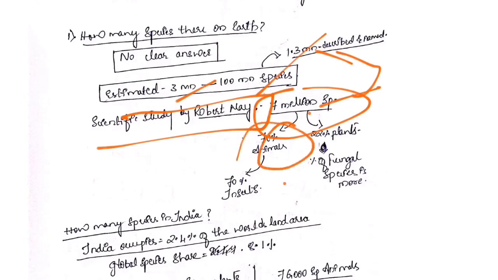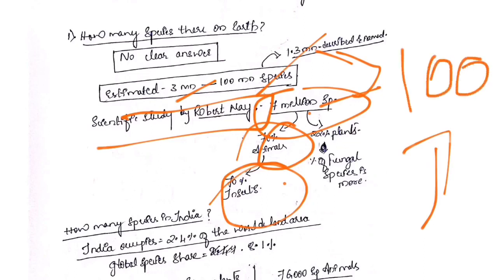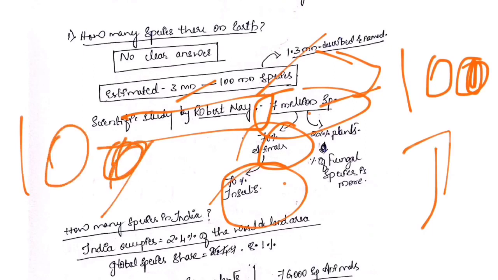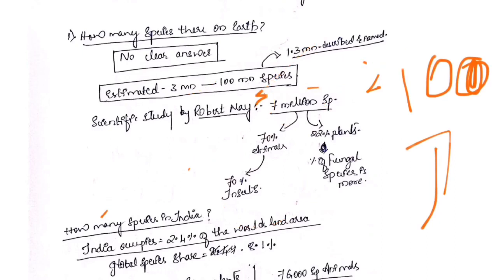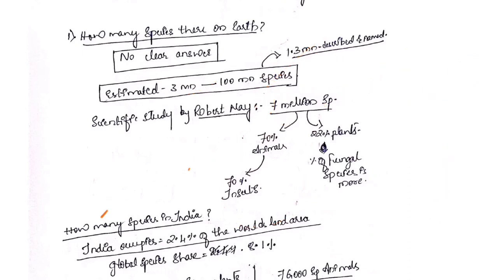Then out of these 7 million species, 70% are animals. Out of the animals, 70% are insects. That means if you go into the forest and keep studying, if you see 10 animals, 7 of them will be insects. So the insect population is more, and the fungal population is also more. This is about the overall species diversity in the world.